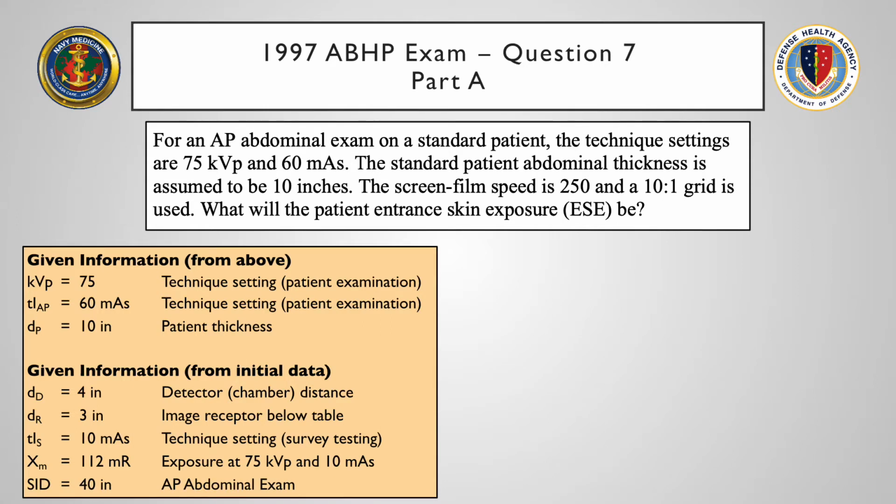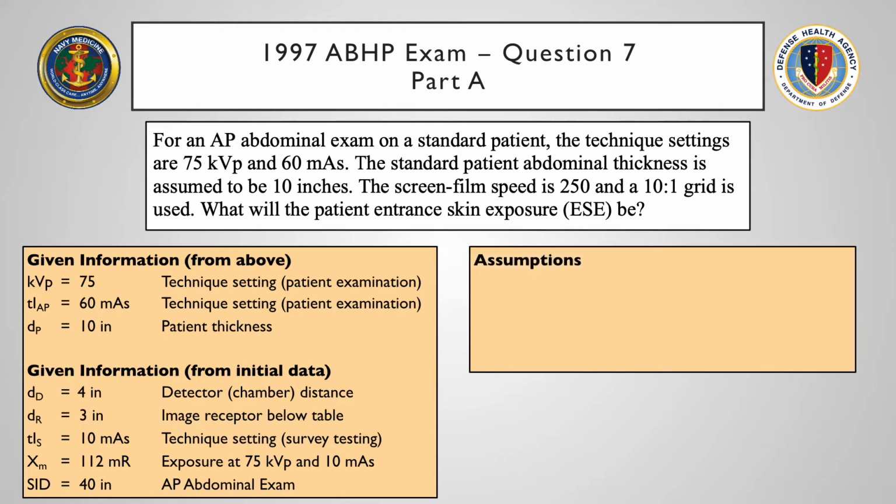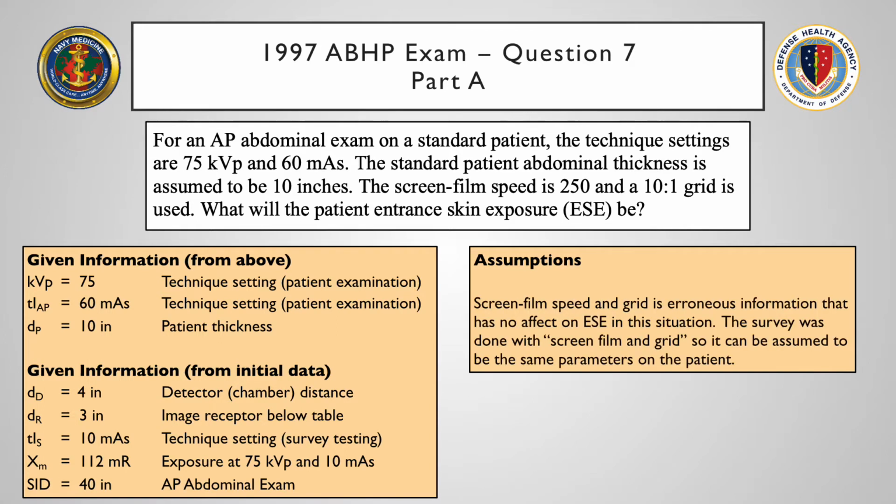Now, if you look at the second to last sentence, it says the screen film speed is 250 and a 10-to-1 grid is used. We can tell this is erroneous or not useful information because the radiation survey measurements that were recorded by the physicists were also performed with the screen film and grid at the 10-to-1 grid ratio. So it can be assumed that the parameters are negligible and they don't matter, so we're not going to take that into account in our calculations.